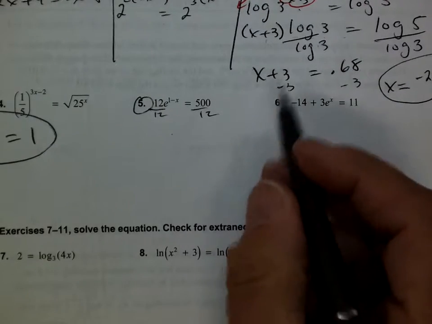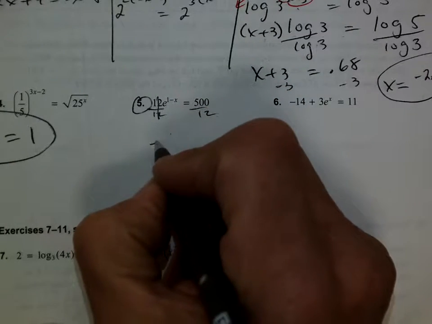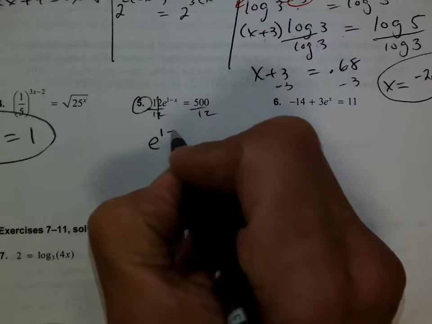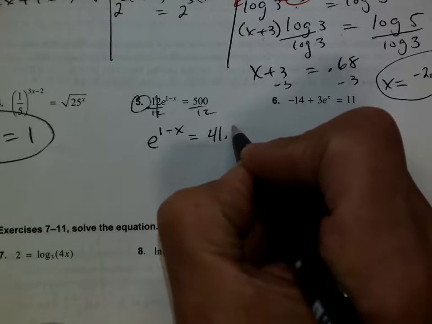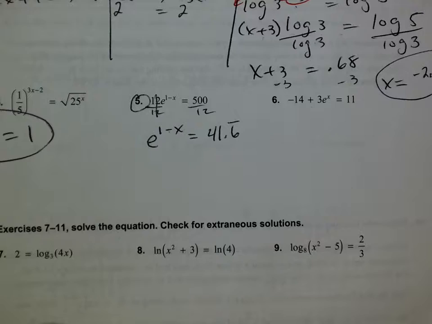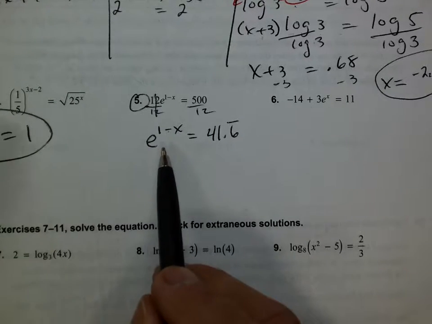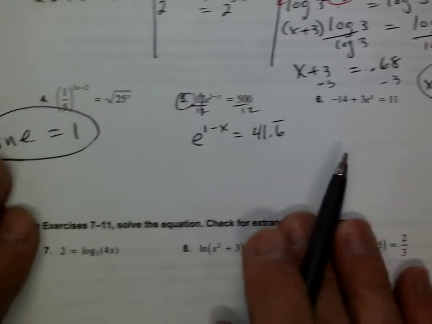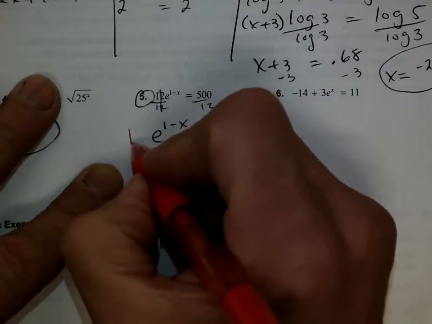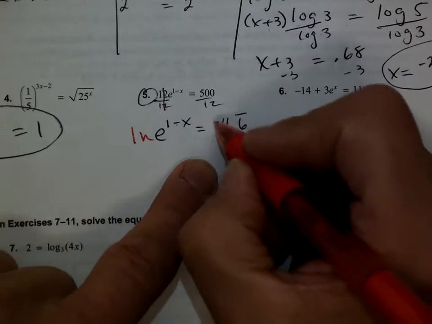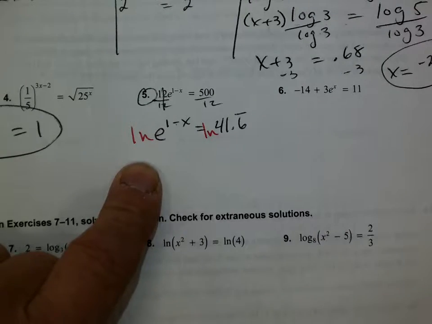41.6 repeating, okay? So that means the 12's gone. I have e to the 1 minus x equals 41.6, okay? Now, the way we're going to get rid of the e is instead of taking the log of it, we're going to take the natural log, because e and natural log go together. I'm going to go ln, because it is a log, but it's log base e, and I'm going to go ln of this. So if I take the natural log of both sides, okay?